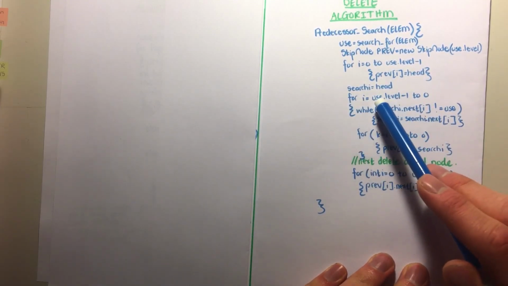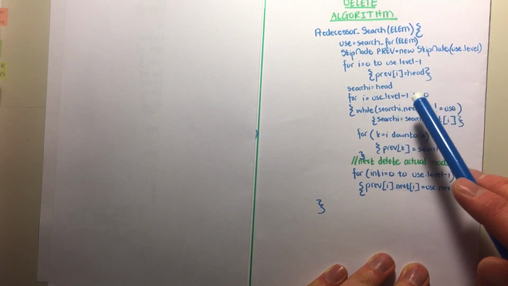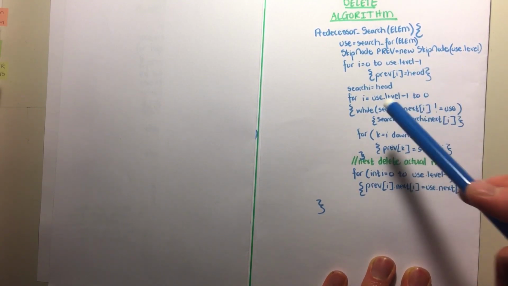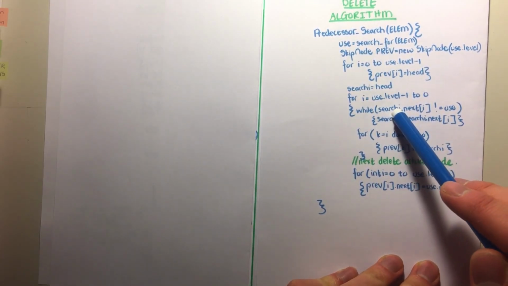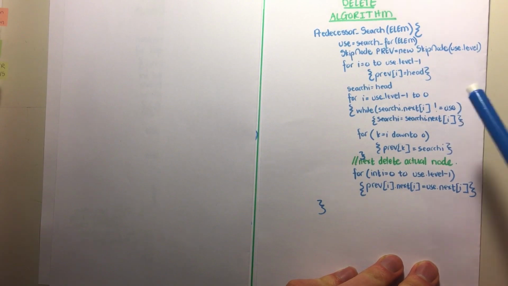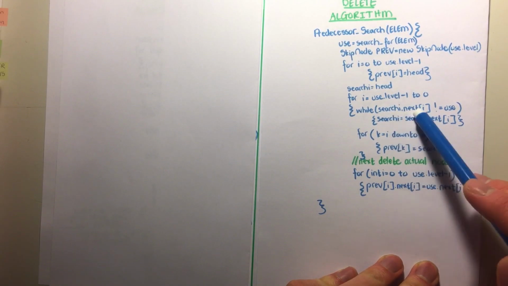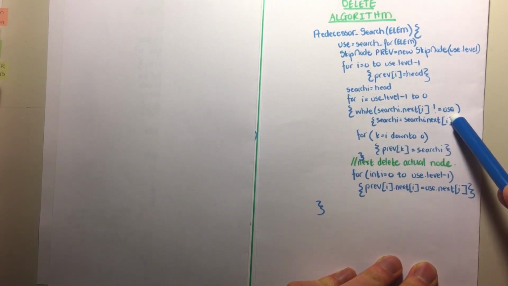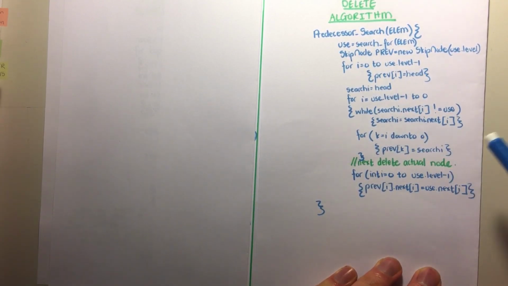Then we say i is assigned from the number of levels within the skip list minus 1 down to 0, so we're going to do a down-to loop. Then we say while the search variable dot next of i is not equal to the element we're looking for, we're going to carry on looking for it at that level. And of course, we're going to do that for all the levels.